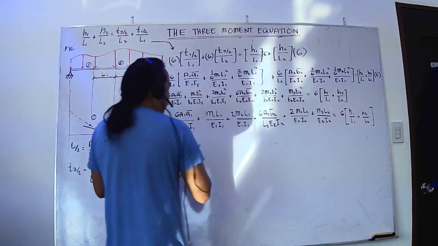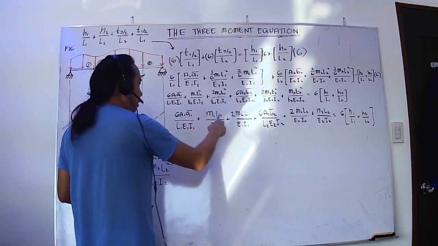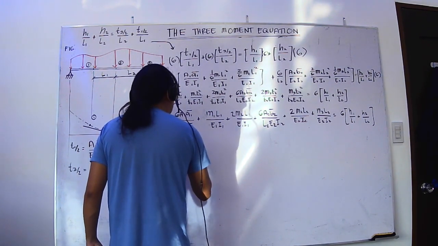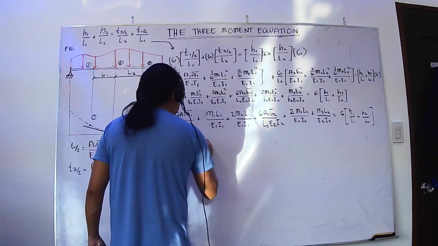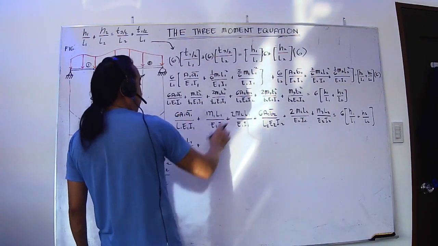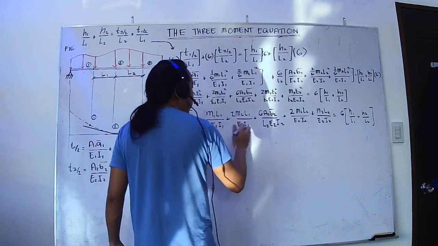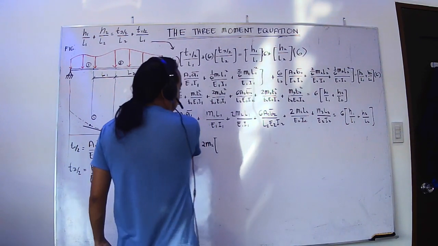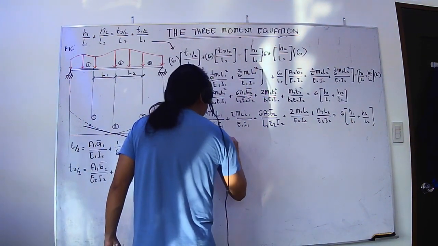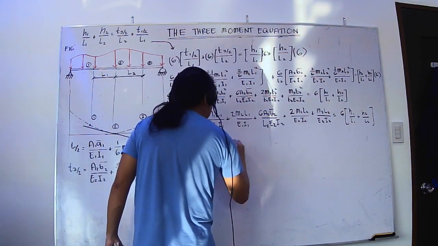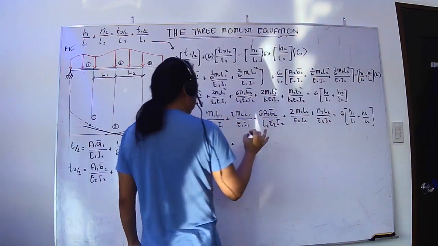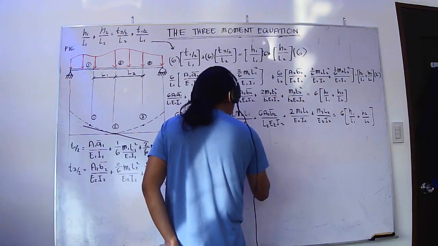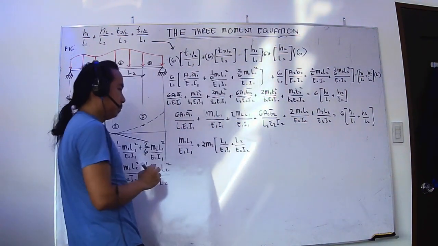I would like to gather all the moments together. So this becomes M1 L1 over E1 I1, plus this one, I can factor out 2. So 2M2 multiplied by L1 over E1 I1 plus L2 over E2 I2. Okay.